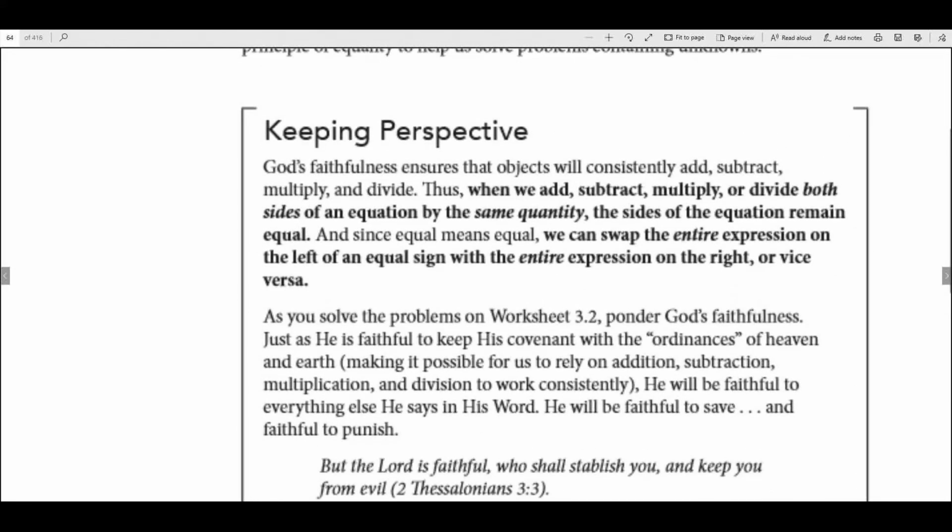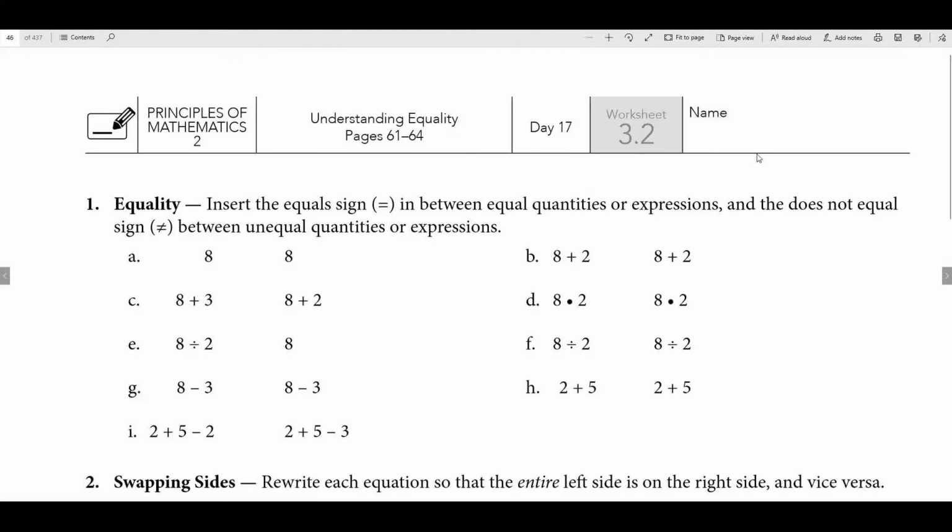All right, so now let's look at our worksheet. Worksheet 3.2, and there's 2 pages to it, but like the last lesson, it's pretty easy. Okay, on part 1, equality. Insert the equal sign in between equal quantities or expressions and the does not equal sign between unequal quantities or expressions. For instance, let's take this one.